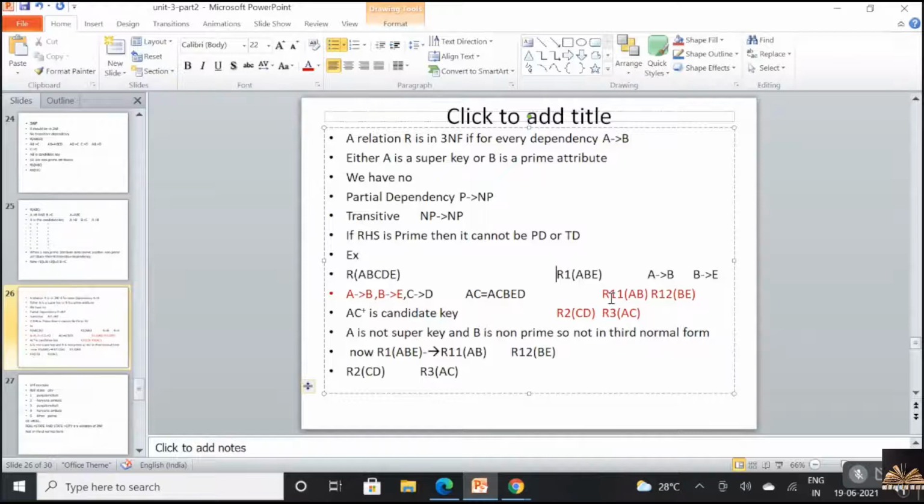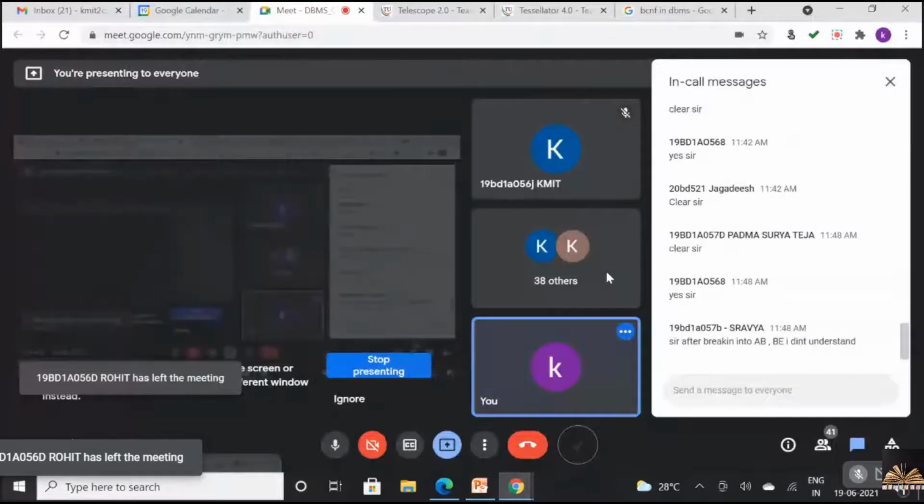R11 is the newer version, which is consisting of the first violation, and R12, which is consisting of the second violation. Here, A becomes the key attribute. Here, B becomes the key attribute. And the relation which is joining these 2 tables would be B, so that I'll be getting ABE. Is it clear, Shravya?